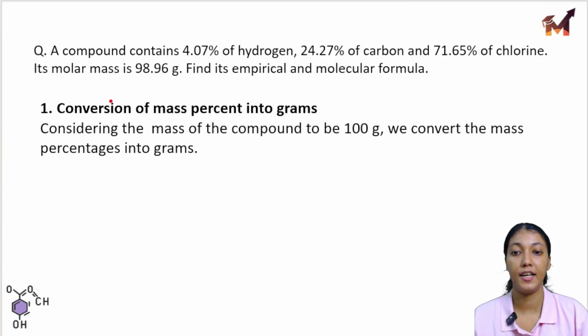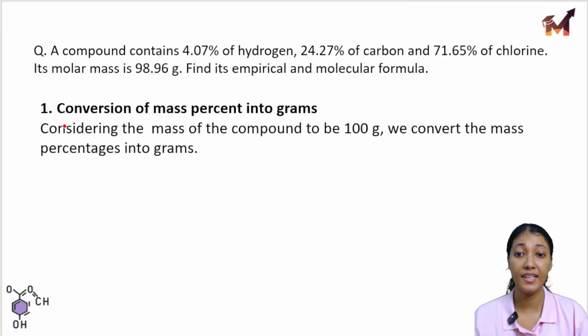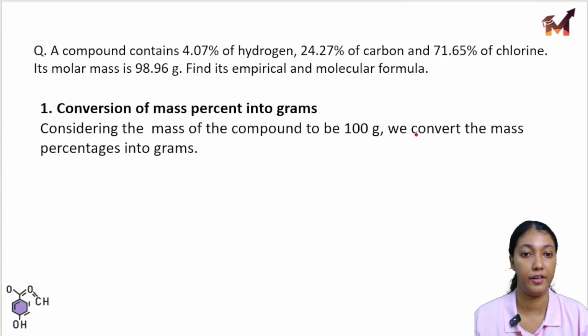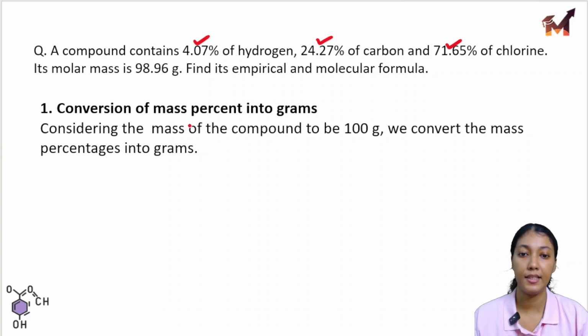The first step is conversion of mass percent into grams. Considering the mass of the compound to be 100 grams, we convert the mass percentages into grams. तो हमारा पहला काम होगा ये जो percentages है उसको हमें mass में convert करना है. वो हम कैसे करेंगे? We will consider the total mass of the compound to be 100 grams. And then we will convert the mass percentage into grams.